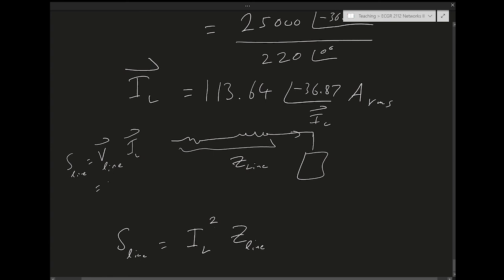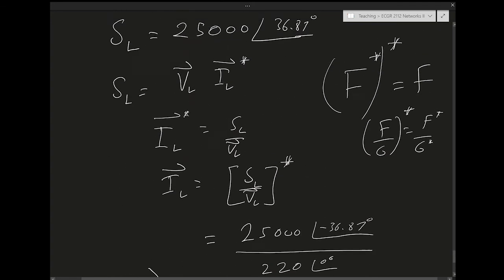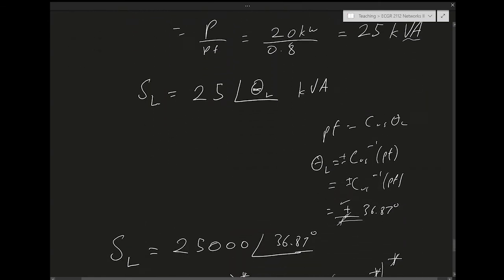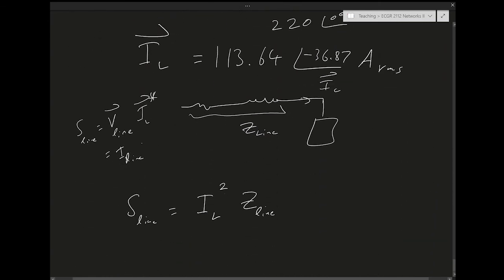And then using Ohm's law, V line is just I line times Z. Did I forget the conjugate up there? No, I remember the conjugate, right? So V line using Ohm's law is just IL times Z, and IL times IL conjugate gives me the magnitude IL squared. That's what a number times its conjugate gives me. So this is the formula for S line, and then we can calculate this.